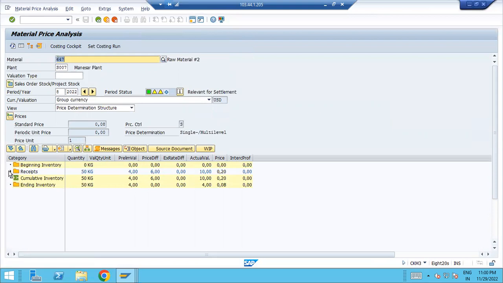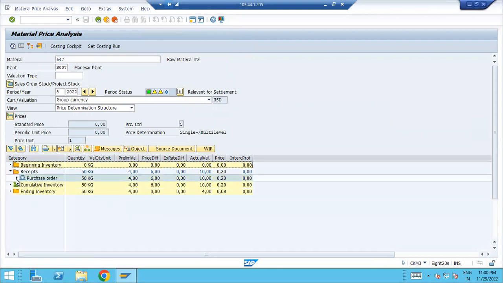And on that basis, it is valuated, and there is a GR, goods received, for 50 kg. And accordingly, the price is updated. And you can see the PUP price changed, but still the price is the same. The ending price is 0.08, because we know that in standard price, the price is not going to change. In case of moving price, it is going to change, but in standard price, it is not going to change.